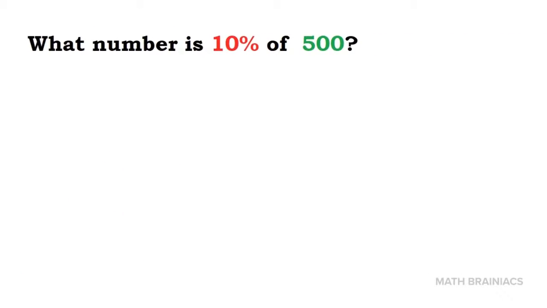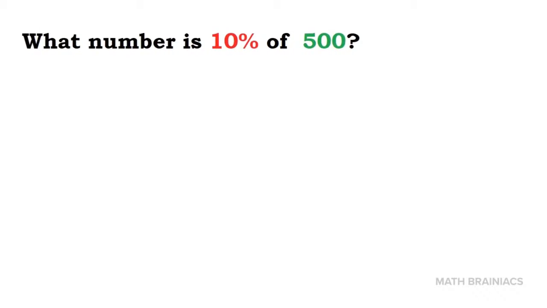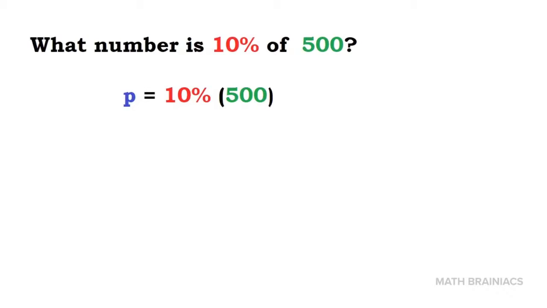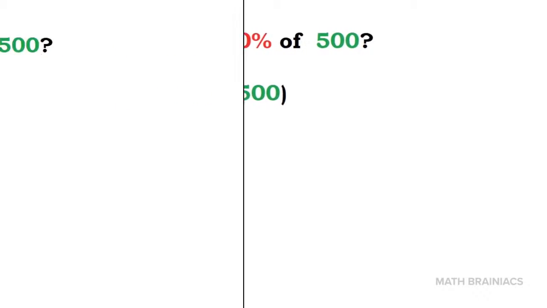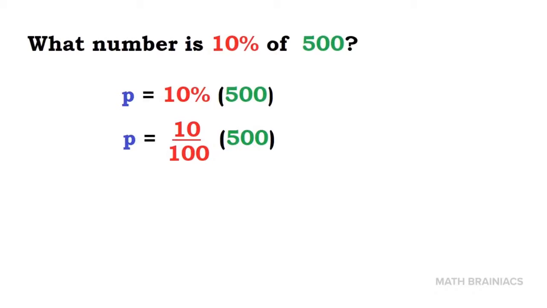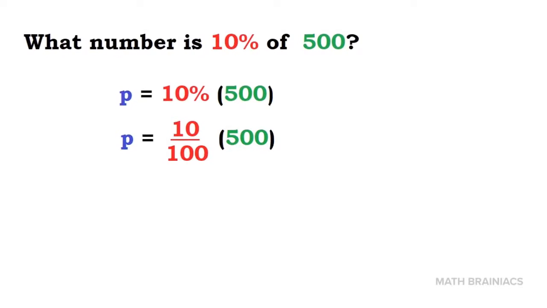Let us work on another example so that you can hit it off. What number is 10% of 500? Translating the sentence into equation, it will give us P is equal to 10% times 500. But 10% is equal to 10 over 100.